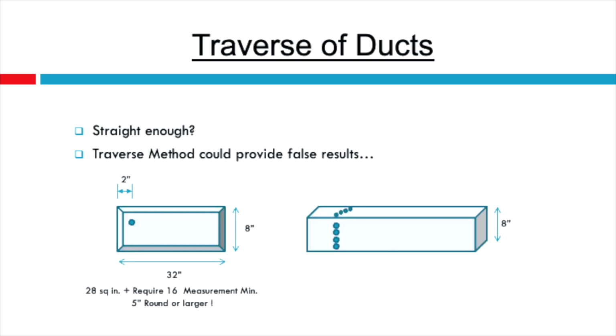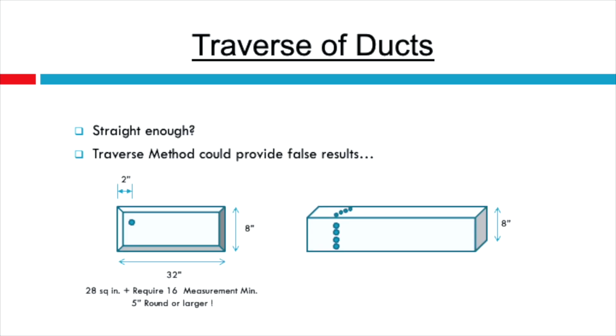Also, when you're making these holes in the duct, there's a few things you need to make sure you know. If your ductwork is 28 square inches or more, then you're going to have to make at least 16 measurements in order to get a good average. This means if your duct is 5 inches round or larger, you're making at least 16 measurements. That's a lot. It's a lot of holes, it's a lot of measurements, and I'm going to show you how to do it here.